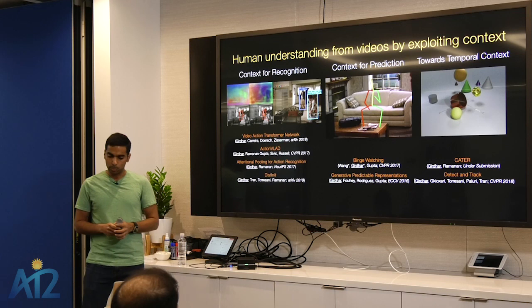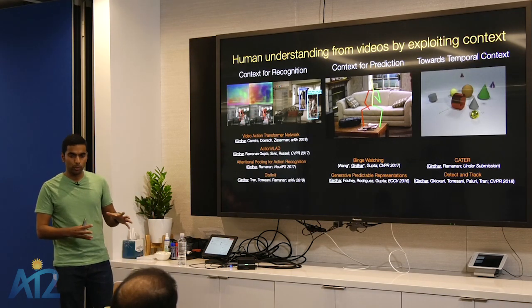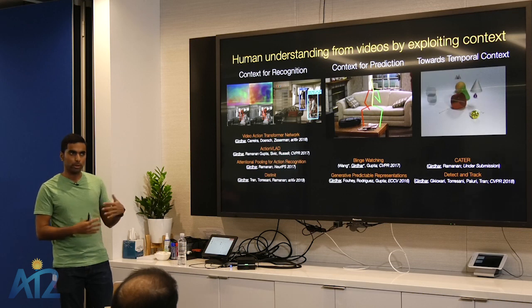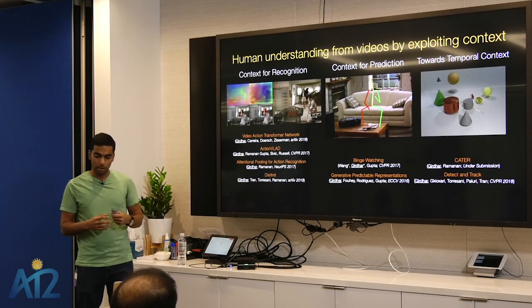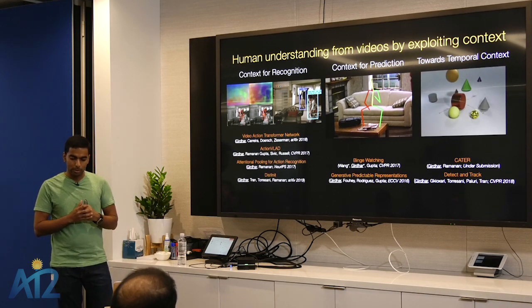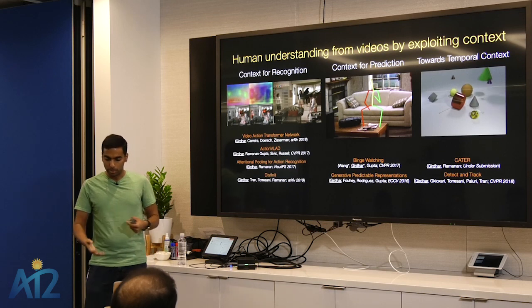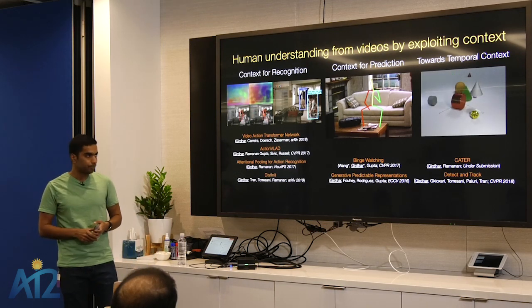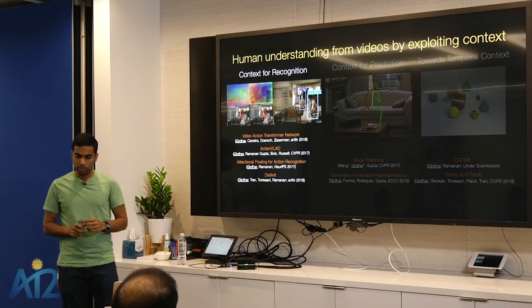And finally, in the last part, I'll try to move towards longer-term temporal context. So in the first two cases, we'll be looking at short-term temporal context in images or short video clips. In the last part, I'll try to motivate that the actual thing that you get with videos is a long temporal dimension, and how we can try to move towards actually exploiting that. All right, so with that, I'll start with the first one.